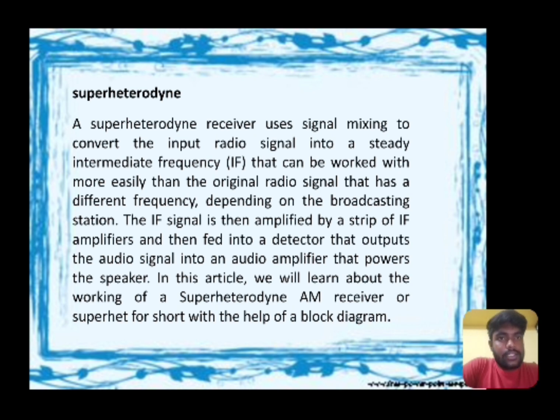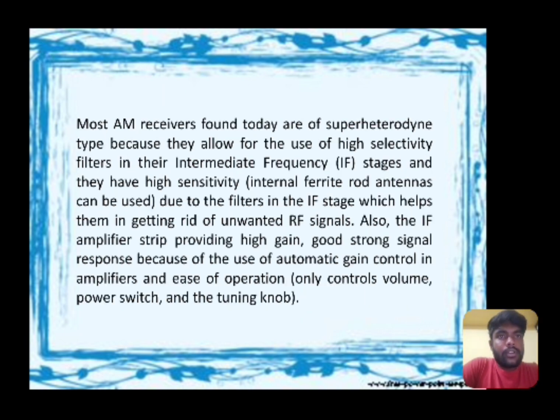Depending on the broadcasting station, the IF signal is then amplified by a strip of IF amplifiers and then fed into a detector that outputs the audio signal into an audio amplifier that powers the speaker. In this article, we learn about the working of the superheterodyne AM receiver with the help of a block diagram. We will see the block diagram in the next topic.